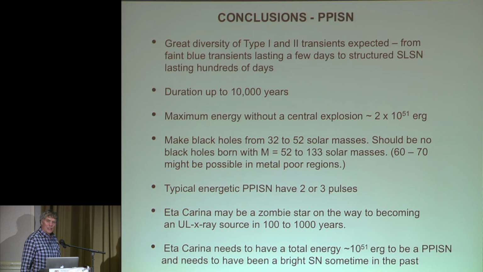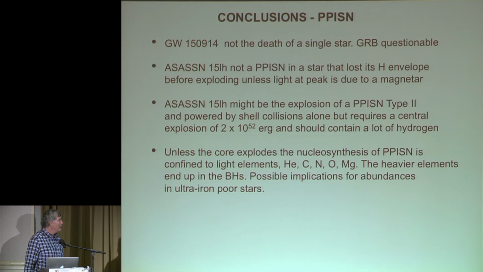Eta Carina might be a zombie star that is not shining by nuclear reactions. Novel prediction, if not a wrong one. It needs to have a total energy of 10 to the 51 ergs, not 10 to the 50 ergs. Needs to have had a bright supernova sometime along the way, not real bright, 2 months at above 10 to the 42 ergs per second. Nathan can say whether that's possible or not.